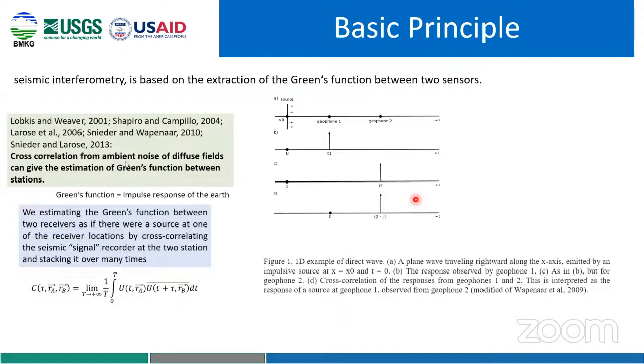The basic principle of seismic noise for imaging starts from seismic interferometry. Seismic interferometry is the extraction of the Green's function between two sensors by cross correlation. From the response at receiver 1 and receiver 2, we get a new response called the Green's function that represents the impulse response of the Earth between receiver 1 and receiver 2.